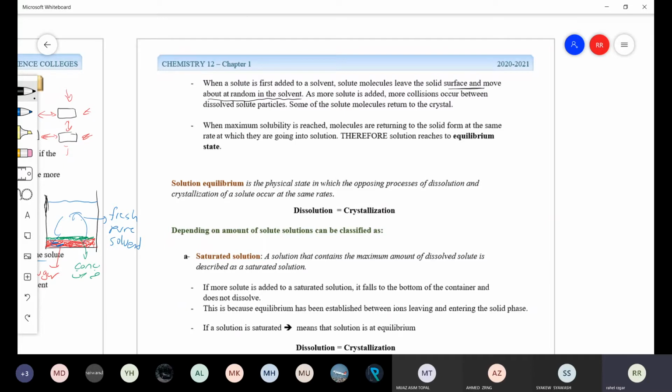As more solute is added, more collisions occur between dissolved solid particles. So if we have a container with a lot of solute dissolved inside that solution, there's a collision between the particles, all of them. That's why sometimes some solid particles return to the crystal.